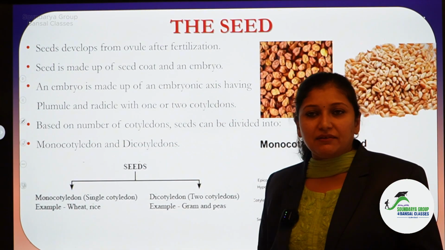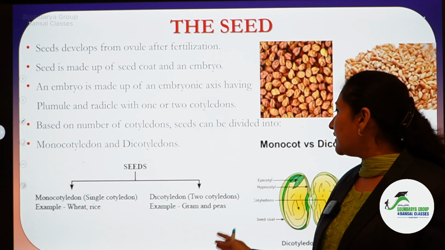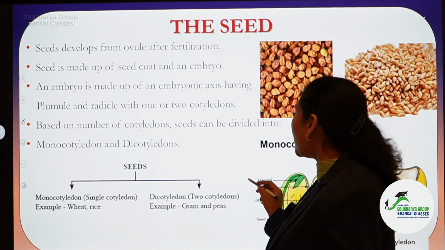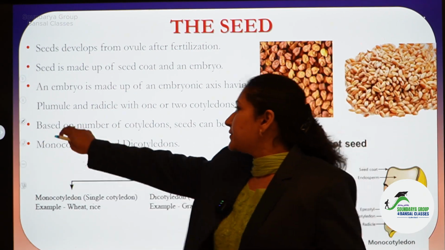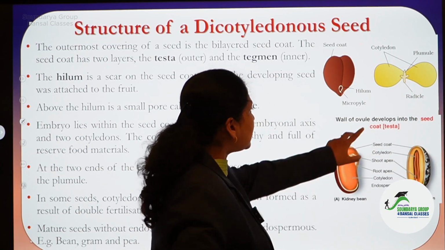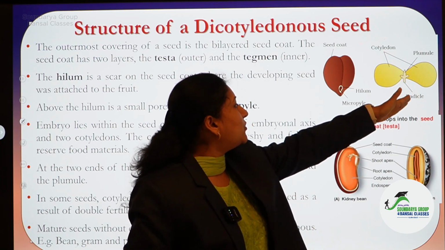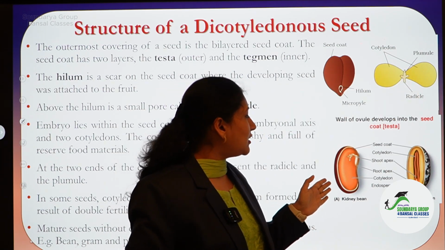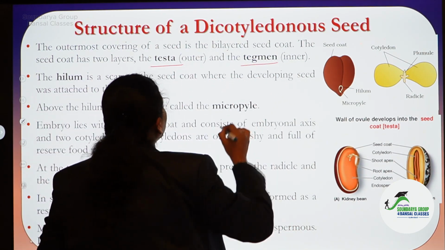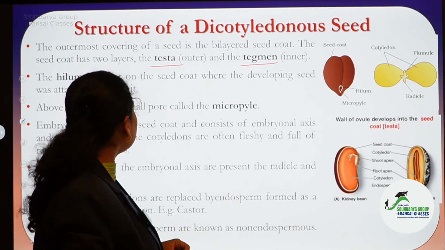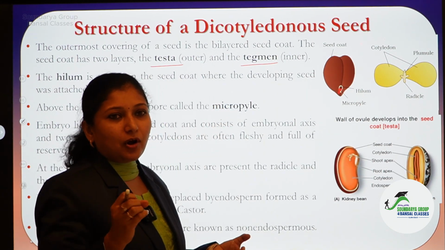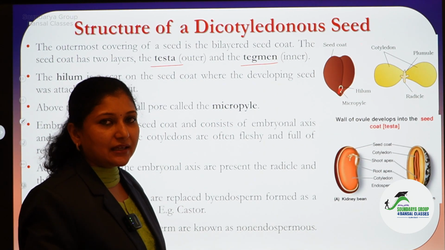Then seeds are divided into monocotyledon seed and dicotyledon seed. If you have only a single cotyledon, that is called monocot. Two cotyledons, dicot. So, structure of a dicot seed. This is how you have two cotyledons where the plumule and radicle will be there. In that again, the seed coat is divided into two layers. Testa, that is the outer one, and the inner one is tegmen. And you have a pore-like structure here from where the seed will soak the water and start germinating.